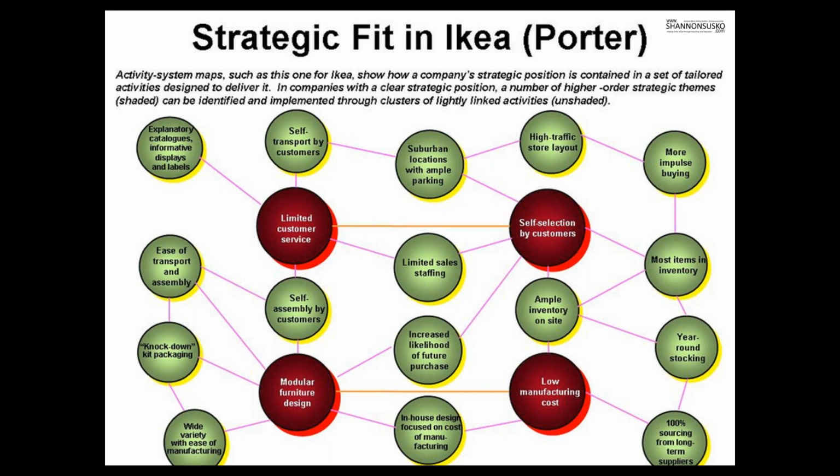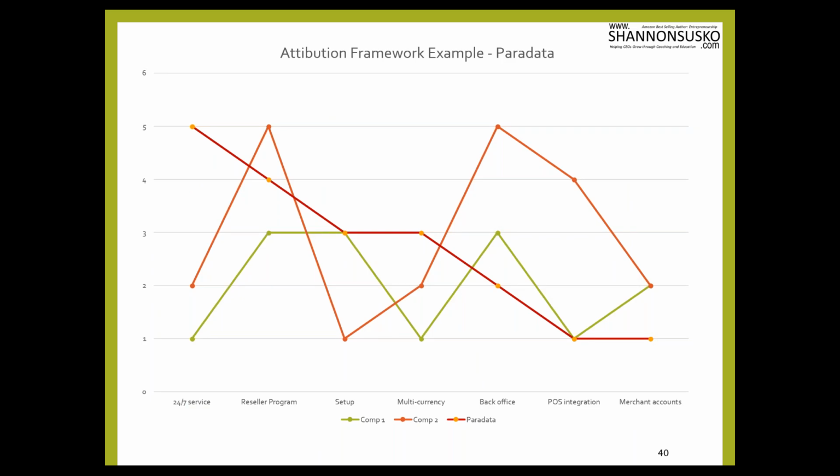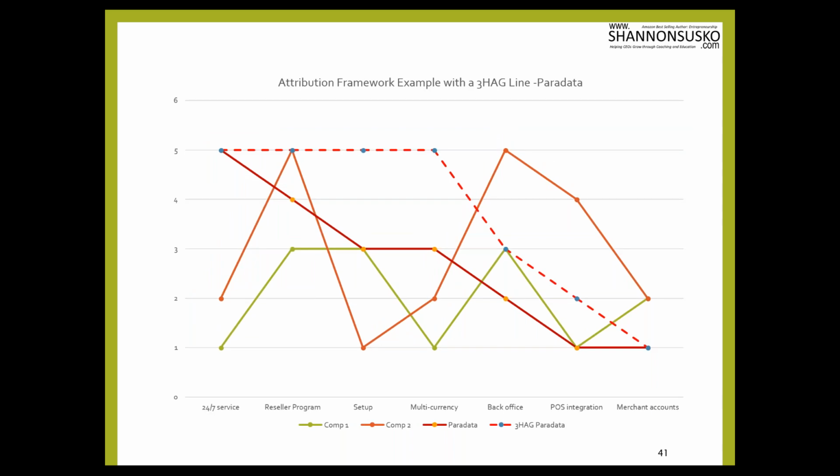Southwest is a great example. IKEA is another great example. So when we go into Paradata, quite frankly, in this example, when we map this out, we're looking like any other payment provider that went direct to merchants. And we wanted to find a way to grow faster and actually evolve who our core customer was. It's why our line got built and drawn in so differently from our competitors.